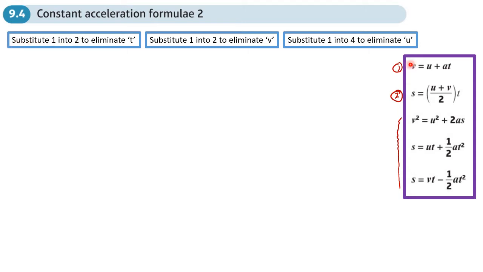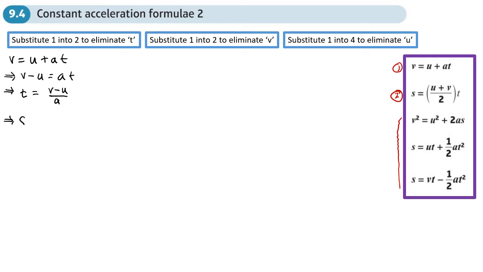We're going to take what I've labeled equation number 1, substitute it into 2 to eliminate t. So what that means is I'm going to take the v equals u plus at. I'm going to rearrange it to make t the subject. So I have v minus u equals at, and then I can divide both sides by a, and I've got t equals (v minus u) over a. Now what I'm going to do is substitute it into this equation here to get rid of the t. So where I have t, I'm going to put this instead.